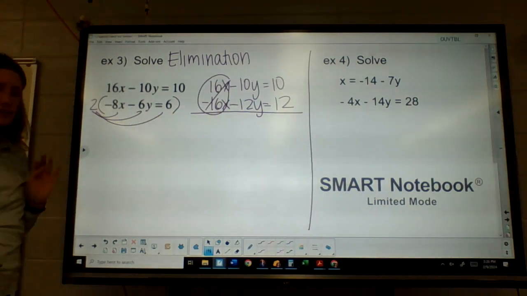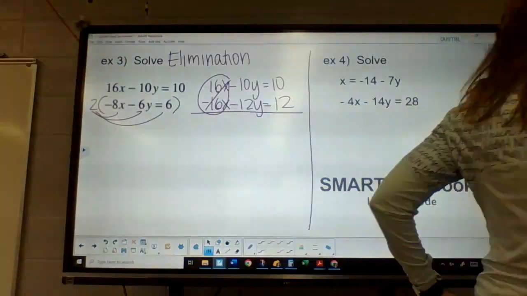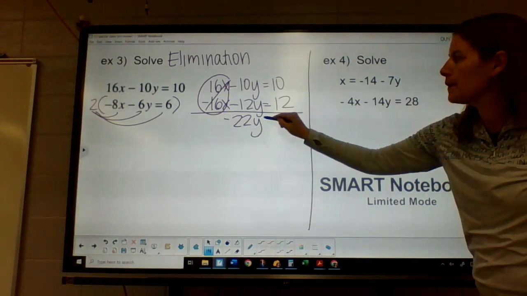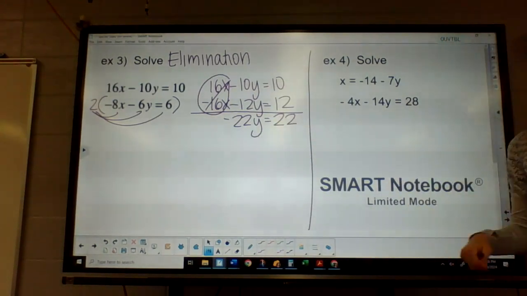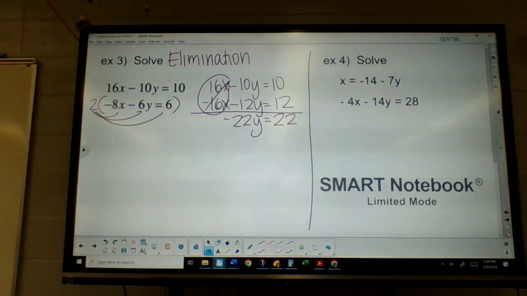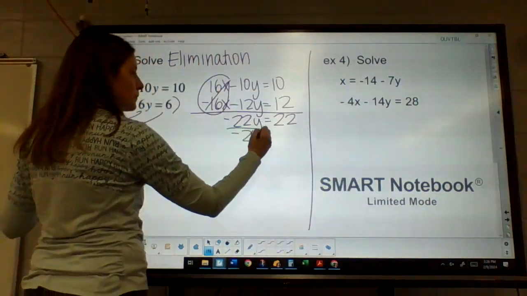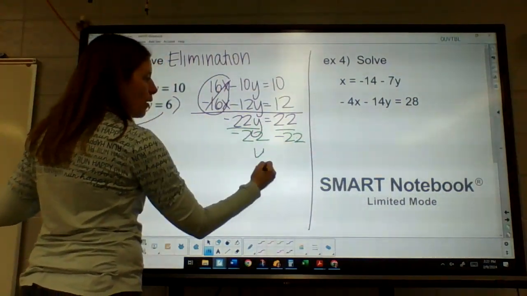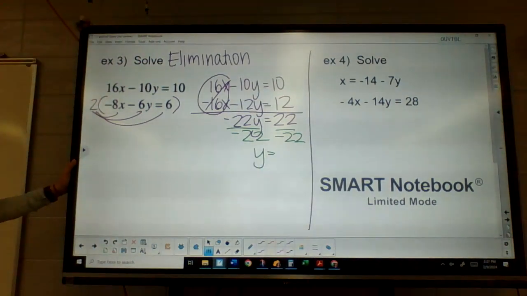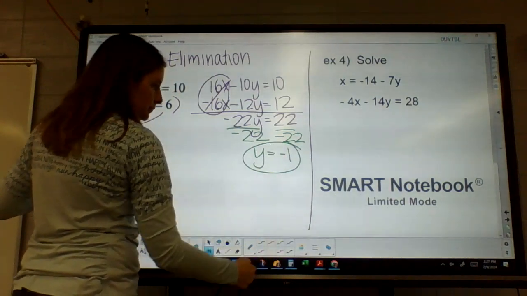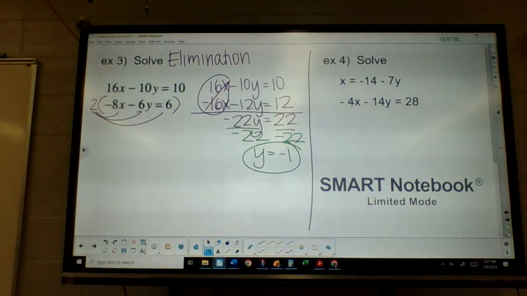So this is going to cancel. I get a negative 22y equals 22. So in order to solve this, we're going to divide by a negative 22. And we find out y is what? What's that? Negative 1. Once I know what y is, then I'm going to substitute that back in to find my x.